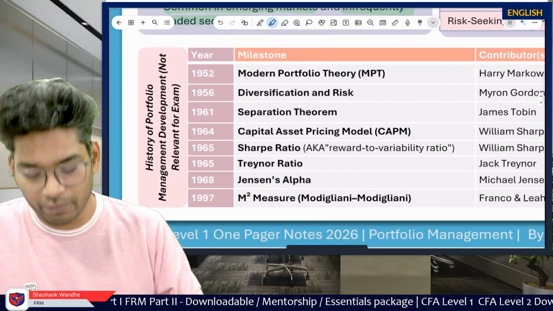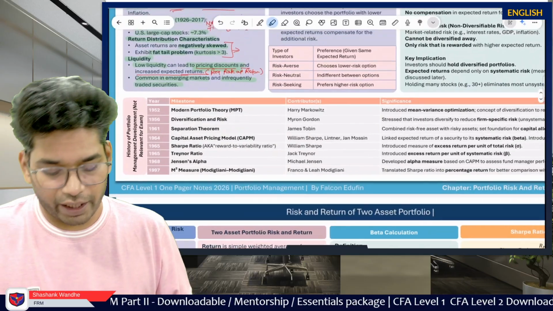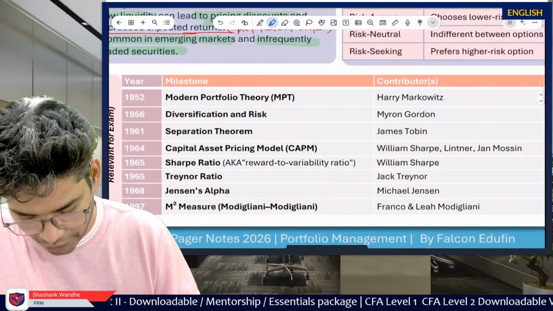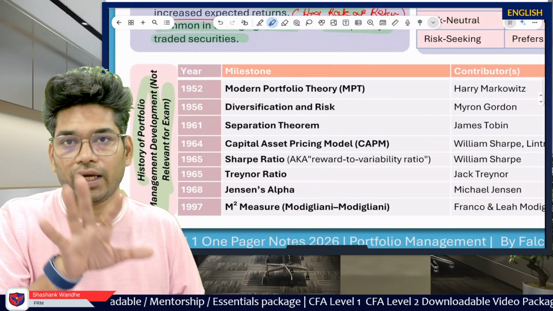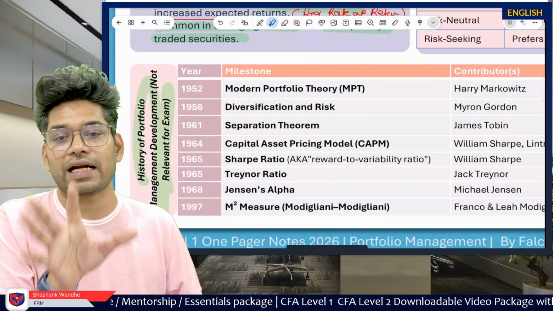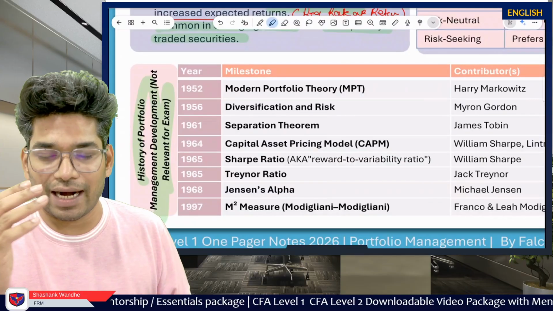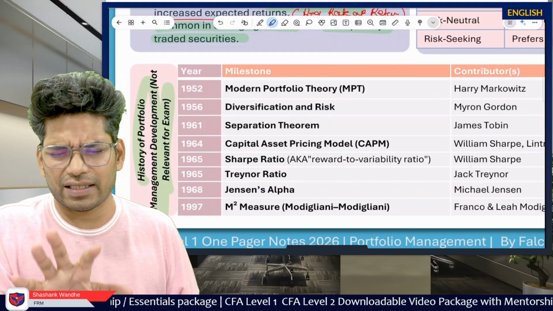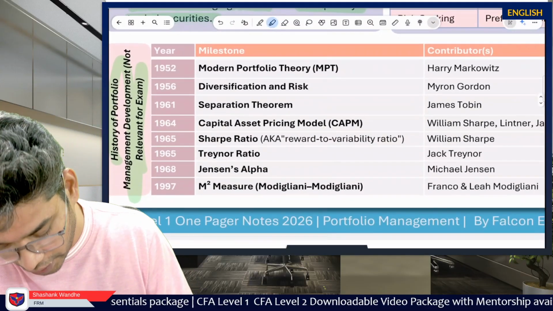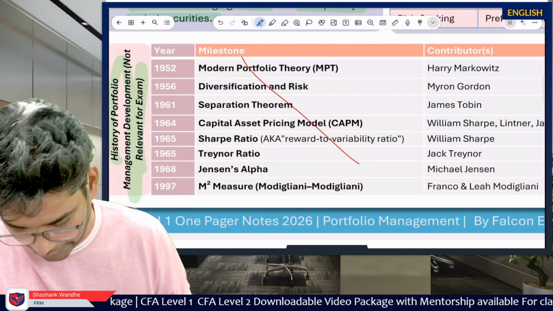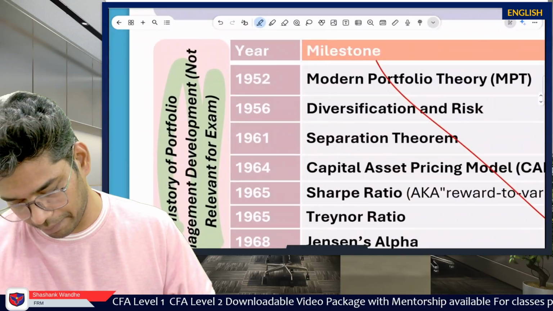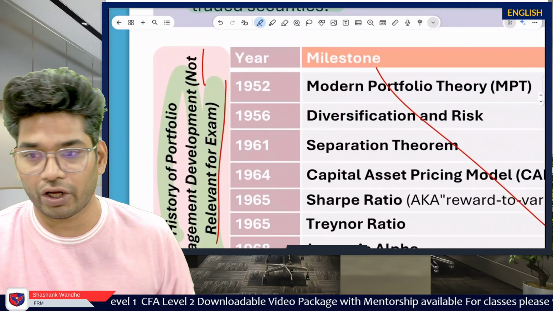Fine. One more thing before we proceed with the further discussion. Here you have a brief history of modern portfolio theory, or the development of portfolio management theories. We just need to understand it. It is not part of your curriculum. This is from my side. You don't have to remember anything. Also, it is not relevant for your exam.